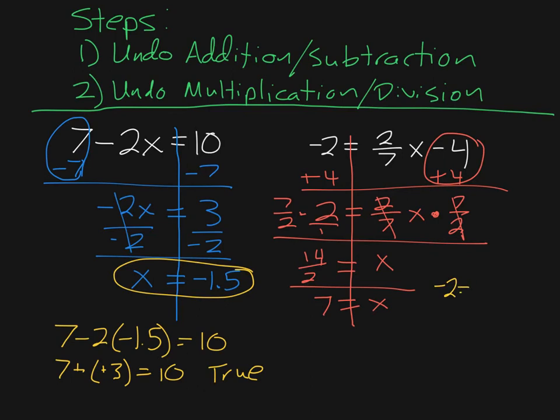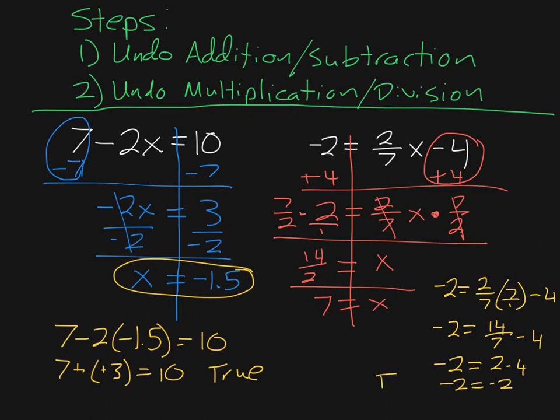Now we can check this very quickly. Negative 2 equals 2/7 times 7 minus 4. I can make this 7 over 1 here to make it easier to multiply. 2 times 7 is 14. 7 times 1 is 7. 14 divided by 7 is 2. Negative 2 equals 2 minus 4. And 2 minus 4 is negative 2. So we get a true equation here when x equals 7.